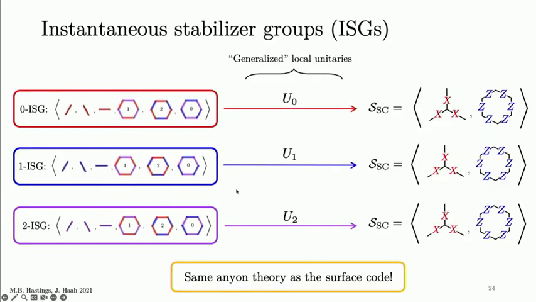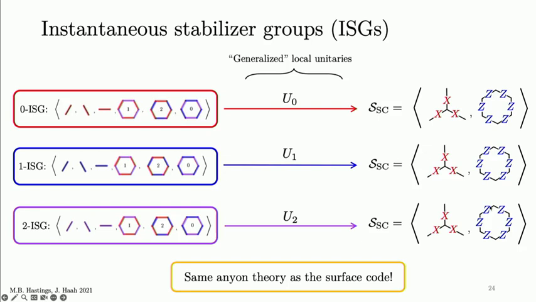Okay, Hastings and Haah told us that these instantaneous stabilizer groups are locally equivalent to a surface code. This is to say that by adding ancillary qubits and applying a constant depth circuit, we can map the ISGs to a surface code on a hexagonal lattice. What this tells us is that these instantaneous stabilizer groups are characterized by the same anyon theory as a surface code. They exhibit E, M, and EM anyons.